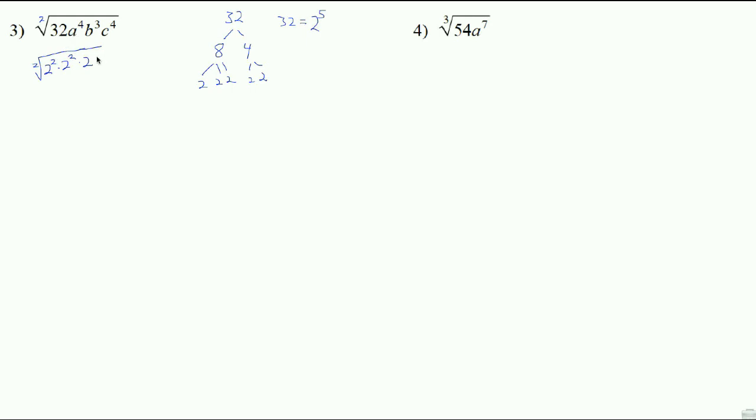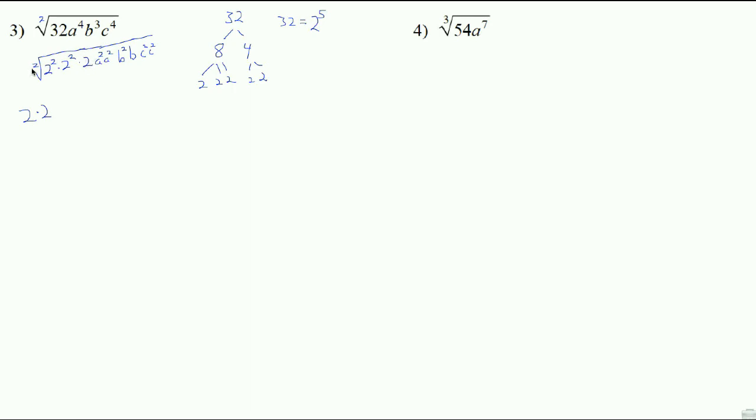A to the 4th, I'm going to do the same concept, a squared times a squared. And the reason we're choosing squareds is because we have a square root out here, and square root is inverse with squareds. B cubed we can write as b squared times b. And c to the 4th we can write as c squared times c squared. As you get better at this, you don't really always need to write this out, but this is how we first showed it. So the square root of 2 squared is simply 2. The square root of another 2 squared is 2. So these get multiplied out here, remember.